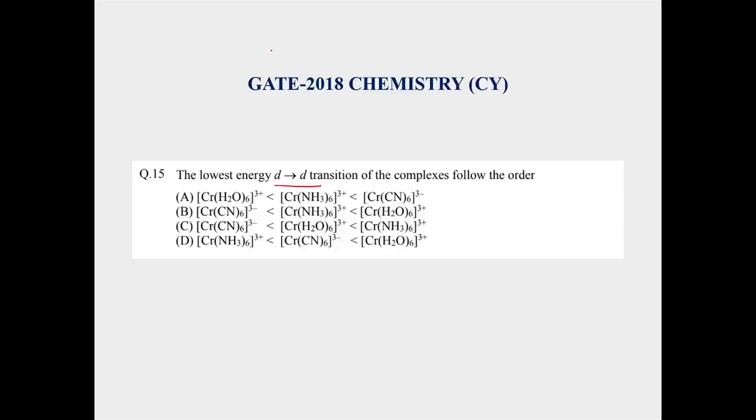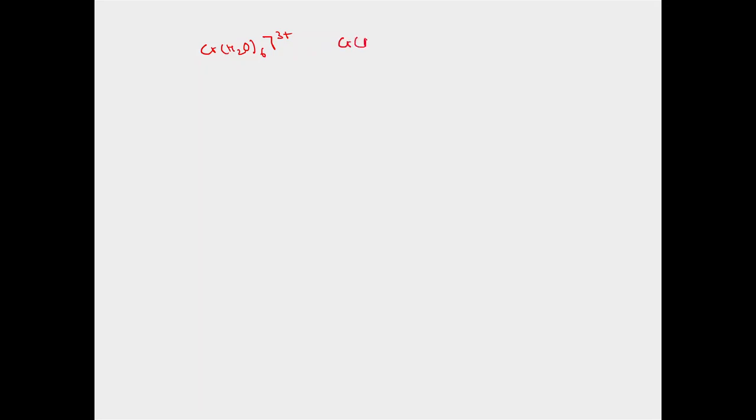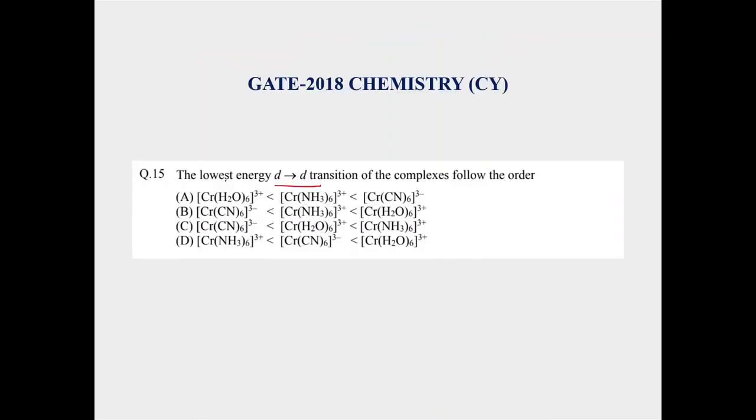So we will first write the complexes. Chromium hexa aqua complex. In this, chromium is in +3 state. This complex has a charge of +3, then chromium NH3 whole 6 +3, and chromium CN whole 6 3 minus. Okay, and the question is the lowest energy d-d transition of the complexes.